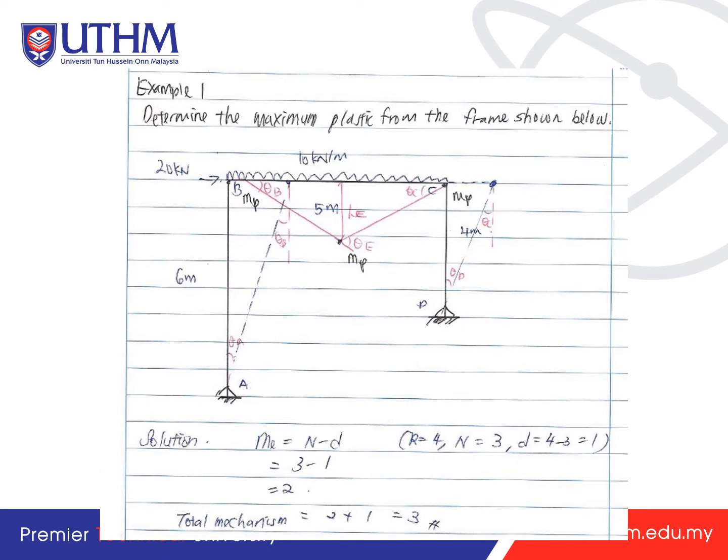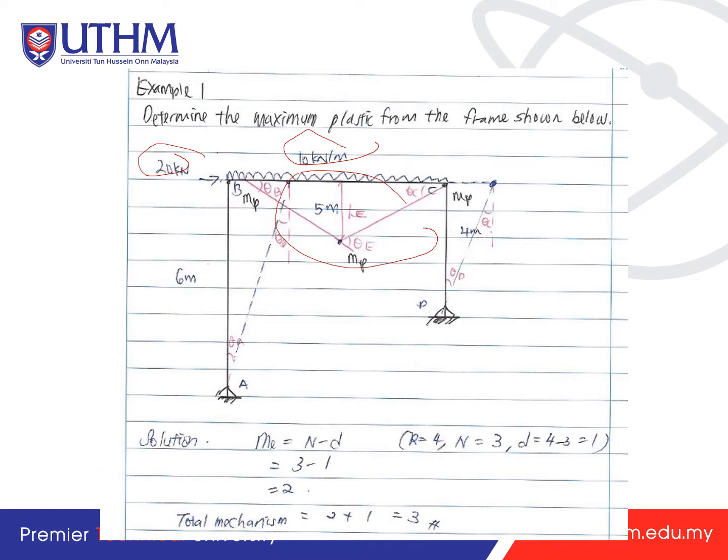As drawn, this is a combined figure that I have drawn. The 20 kilonewton force will cause the sway, and the 10 kilonewton per meter load will cause this shape of frame.